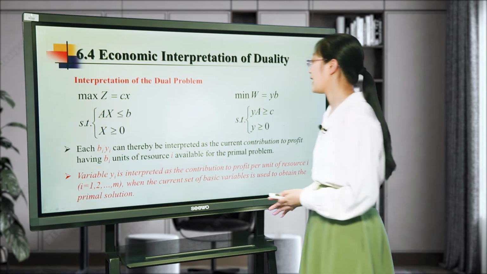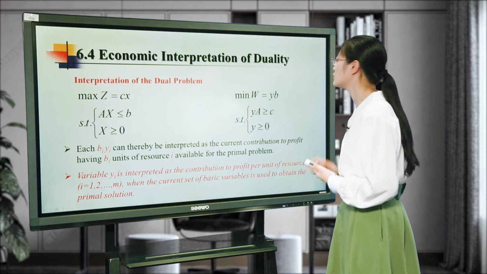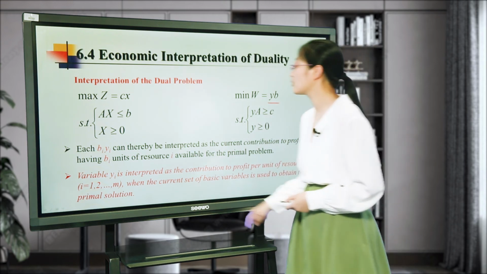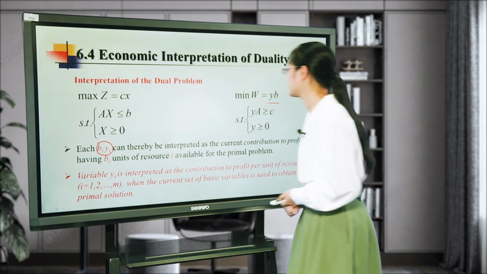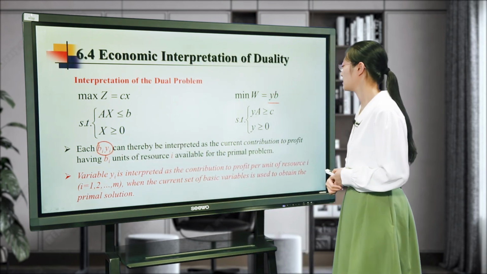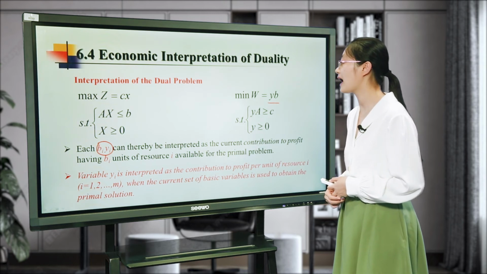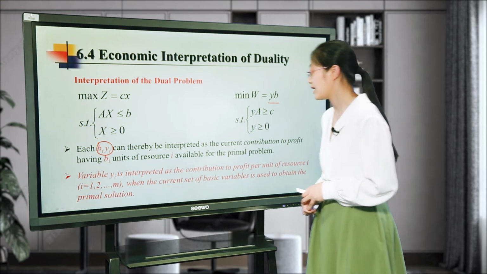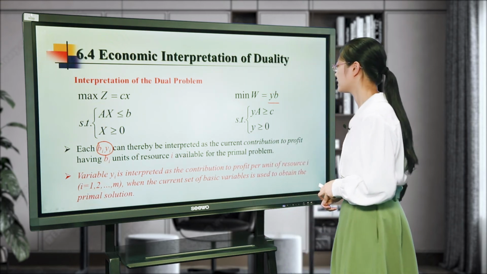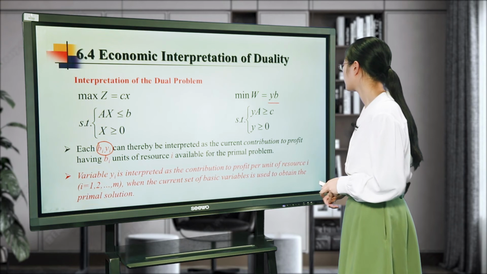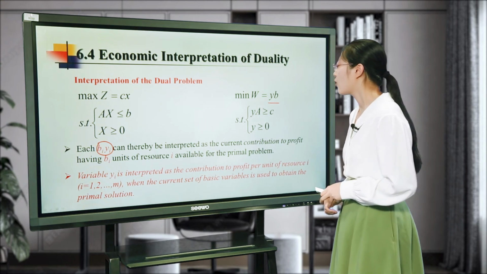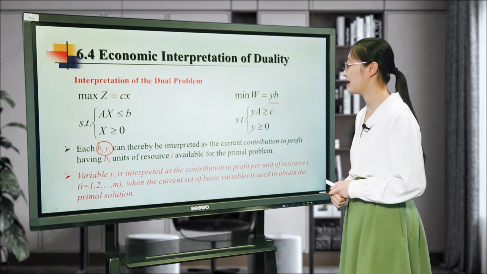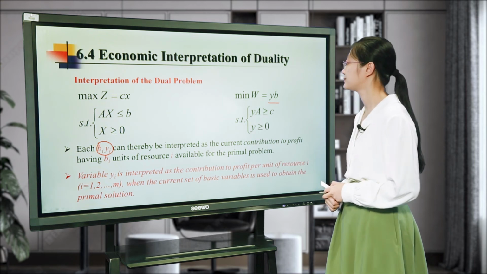Okay, so next let's look at some economic interpretation of the duality. So first, if we look at the original primal problem and the dual problem, we say that in the dual problem we have this yb. So each of these yibi can thereby be interpreted as the current contribution to profit having bi units of resource i available for the primal problem. In this case, variable yi is interpreted as the contribution to profit per unit of resource i when the current set of basic variables is used to obtain the primal solution.